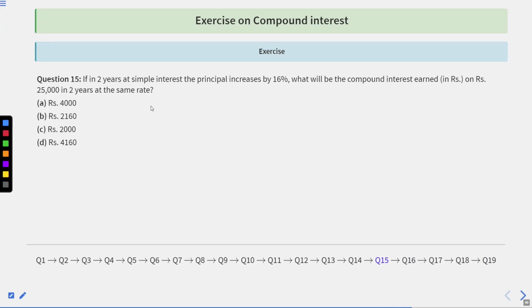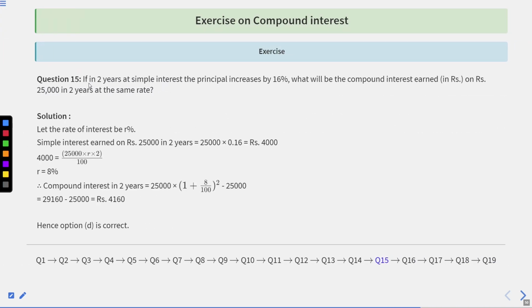Question number 15. If in 2 years at simple interest the principal increases by 16%, what will be the compound interest earned in rupees on rupees 25,000 in 2 years at the same rate? Solution. Let the rate of interest be r%. The simple interest earned on rupees 25,000 in 2 years will be 25,000 into 0.16, which is 4,000 rupees. So 4,000 is equal to 25,000 into r into 2 upon 100, so r equals 8%.